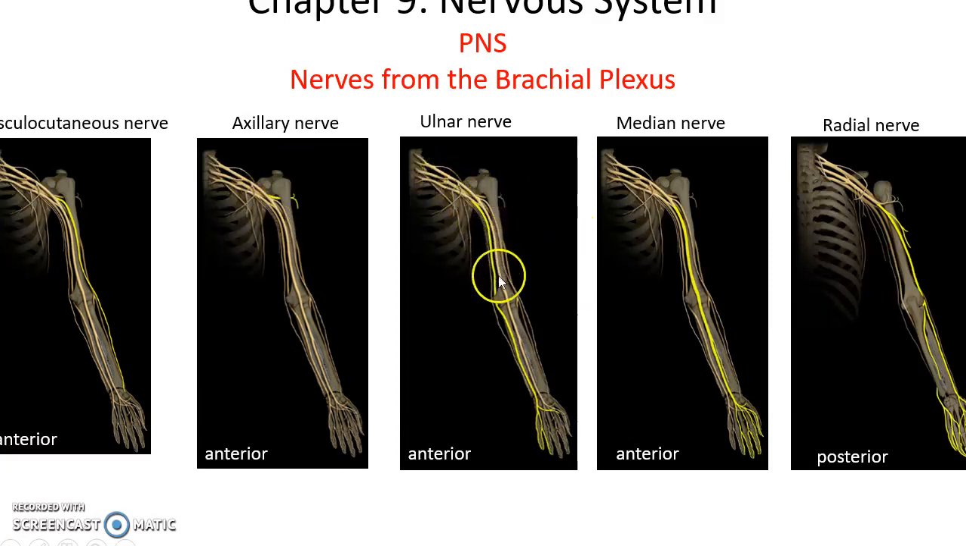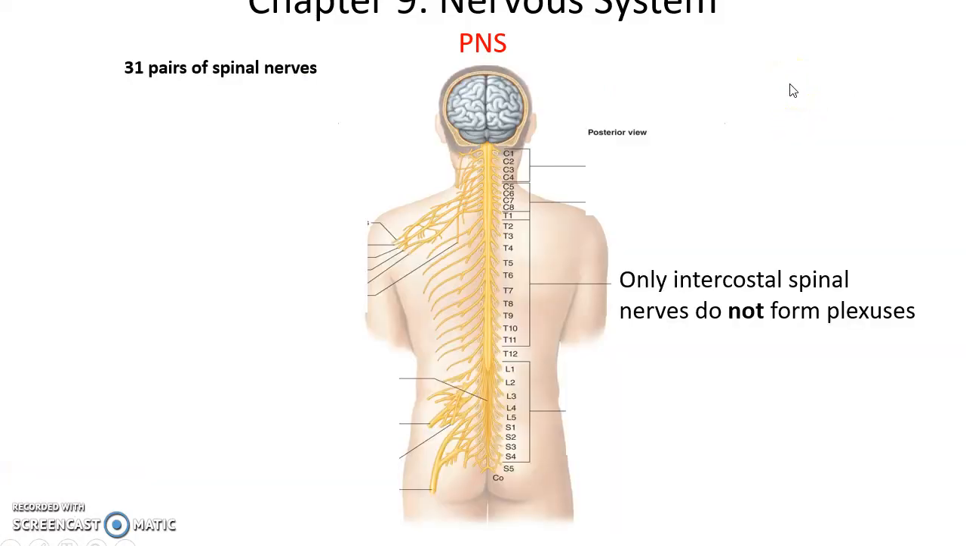Axillary nerve is just in the armpit area, innervating the shoulder. Ulnar nerve ends up running along the same side as the ulna, controlling some of the muscles in the forearm and hands. Median nerve runs sort of in the middle along the arm and ends up innervating forearm muscles and muscles of the hand as well. And then we have the radial nerve also controlling the various muscles in the arm and hand.